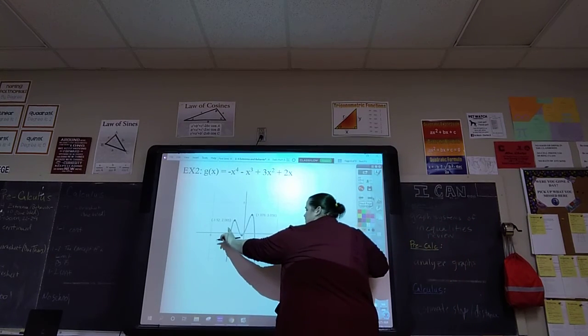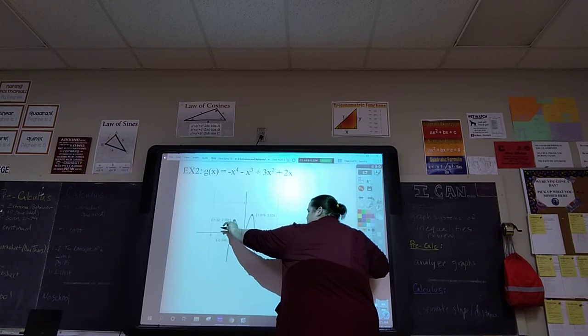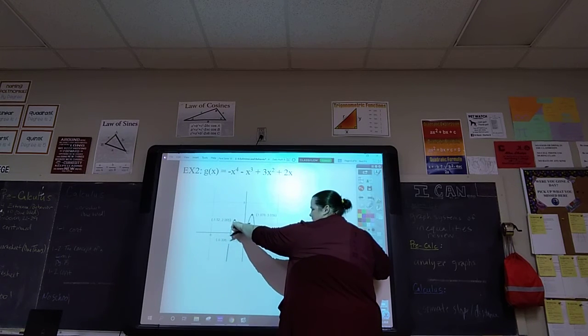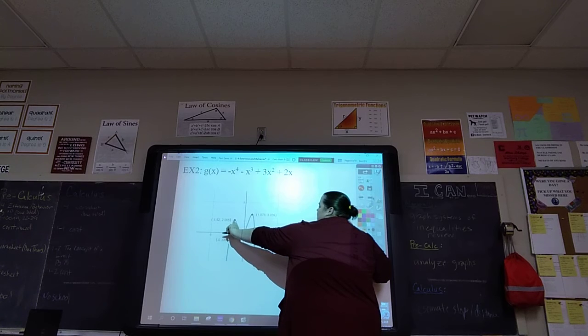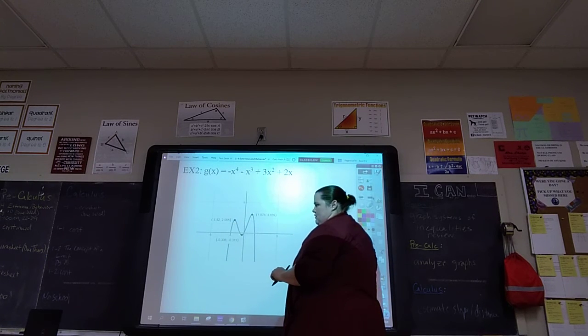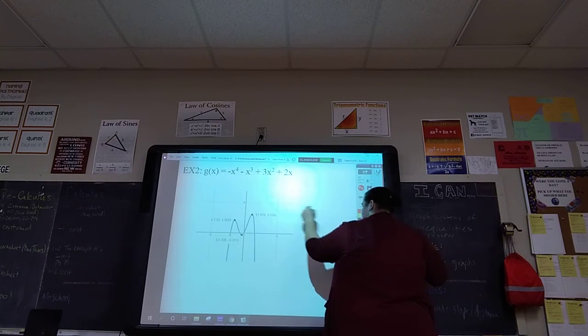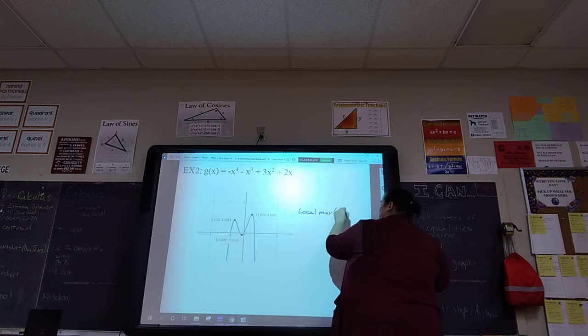So this graph is going up, and then hits this point, turns, goes back down. Is this a minimum or maximum? Maximum. Is it local or absolute? Local. Yep, because there is part of the graph that's higher than it. We have a local max at negative 1.5 and 2.1.